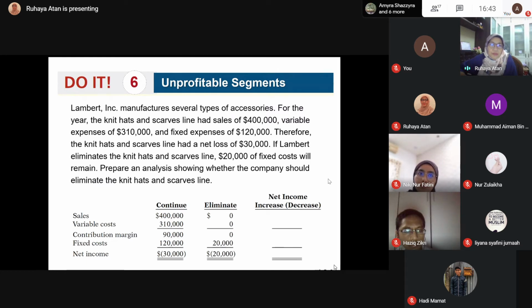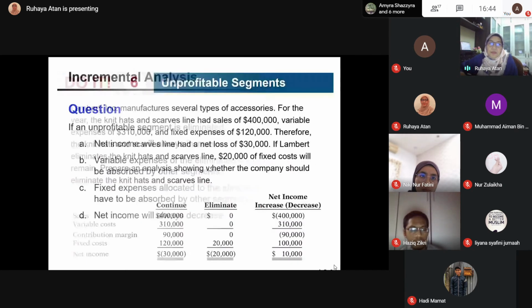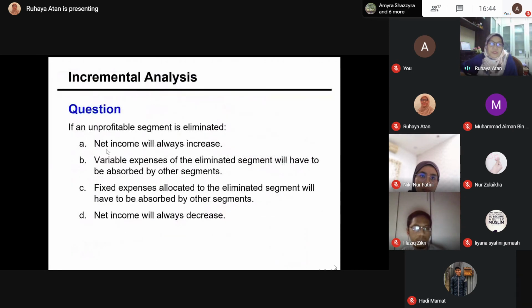So if you close it, you still have fixed cost of 20,000. Okay? So you find that there is a positive incremental value of 10,000. Okay? So if you eliminate it, then there will be incremental increase in your income. Okay, right? So I'm going fast now because we have a few more minutes to finish. I have one more to do.